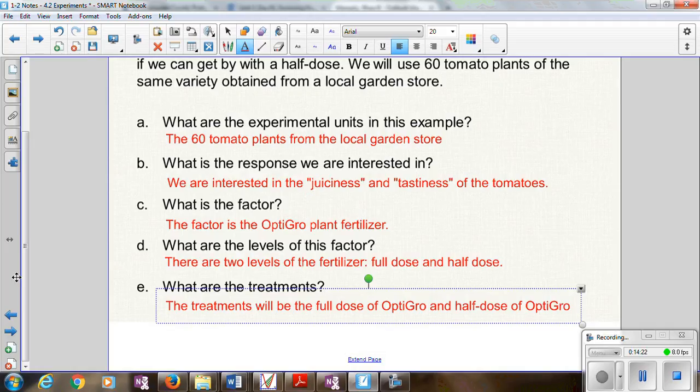The factor in this case is going to be the plant fertilizer, the OptiGrow itself, and the levels would be the different doses.